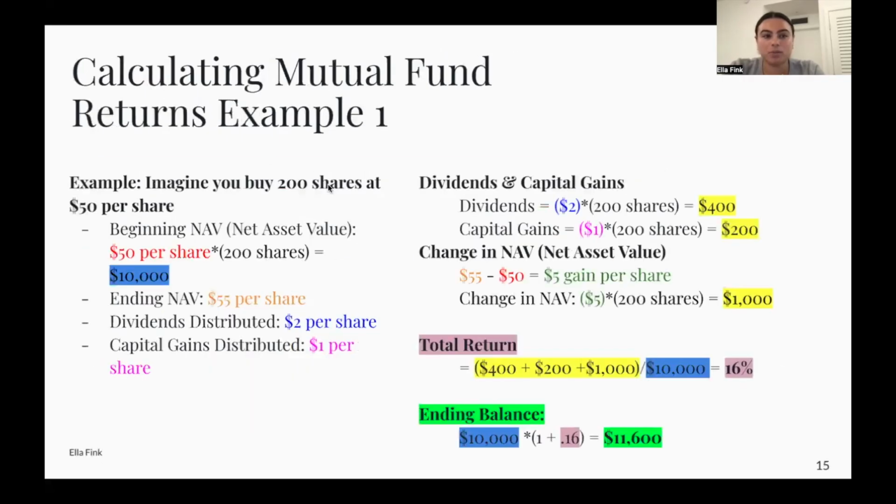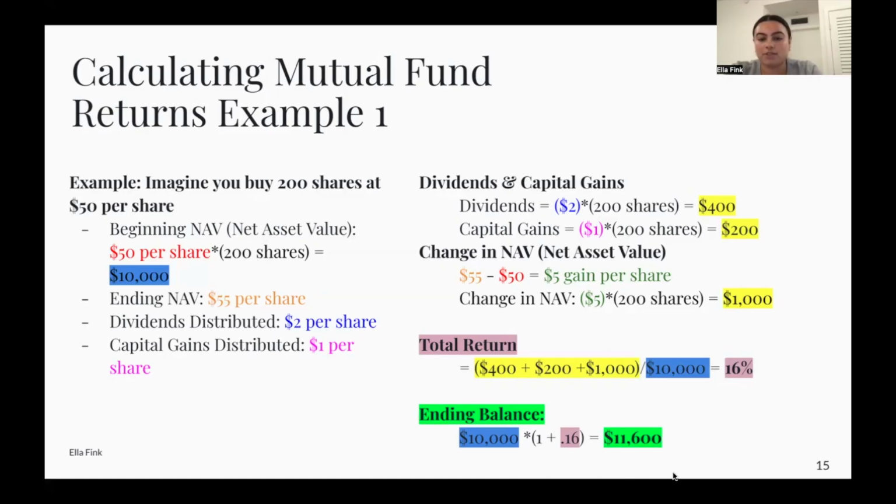For this example problem, imagine you buy 200 shares at $50 per share. So your beginning net asset value is $10,000 and your ending net asset value is $55 per share. $2 in dividends and $1 in capital gains are distributed per share. Multiplying the $2 and the $1 by 200 shares gets you 400 and 200. Now to calculate the change in net asset value: we ended at $55 a share minus the $50 at the beginning, which gives you a $5 gain per share. And the change in net asset value is $1,000.